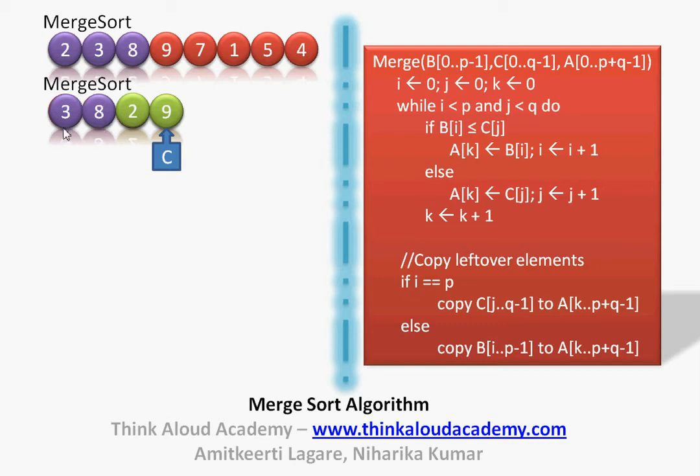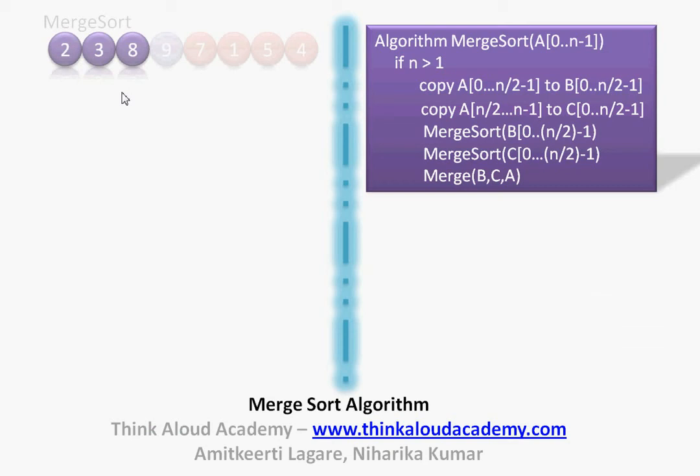So which effectively means I'm done with this list. Whatever is present in this C list gets copied here. So we check if I is equal to P. Yes, I was actually equal to P because we have reached the end of the left sublist. So we'll go ahead and copy whatever is present in C of J, that is 9. And then C gets dropped off because that was the only element.